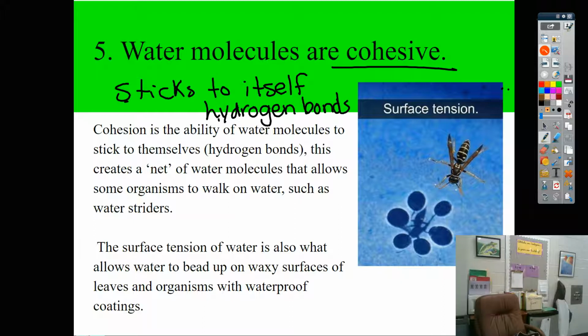What creates surface tension, that solid surface in water? Hydrogen bonds. What is this bug not doing? Breaking the hydrogen bonds. It's not breaking the surface tension.